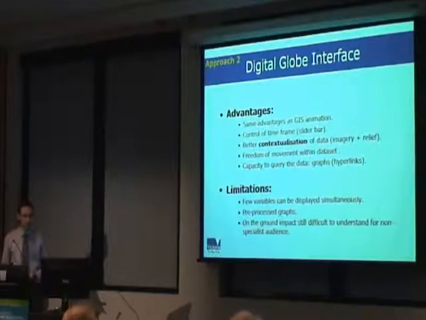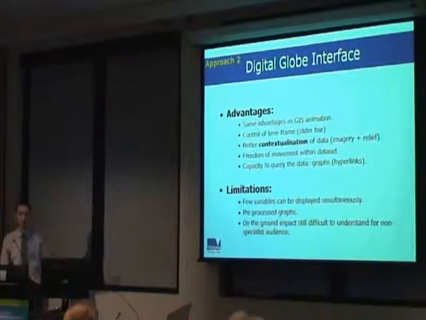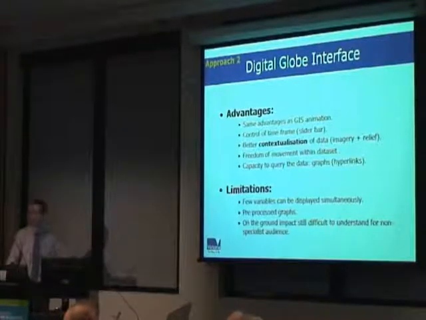The other limitation is, again, you have only a few variables that can be displayed in the animation itself, so you would have to turn on and off different animations if you wanted to see different variables. All the graphs are pre-processed, and it's still quite difficult to get an indication of what's really happening on the ground. If I ask a farmer and I tell him, look, it's getting red in 2050, or it's getting red next week, well, he will tell me, what does it mean? What does it mean for me?